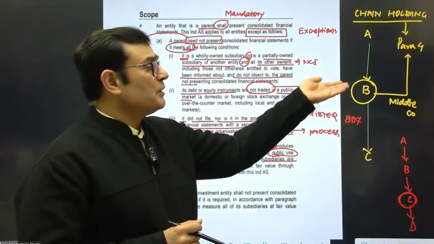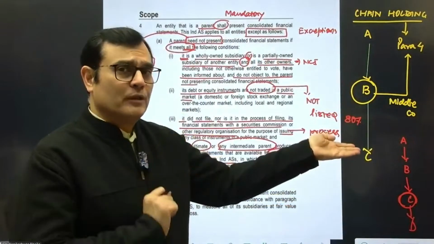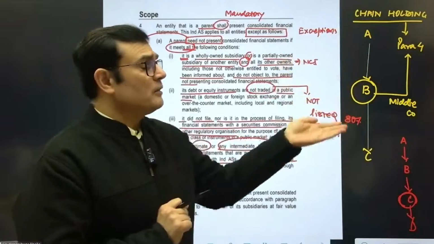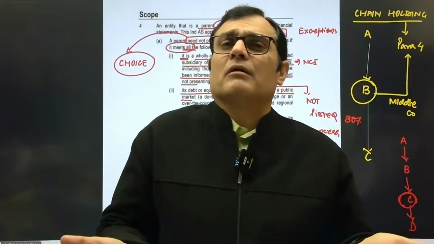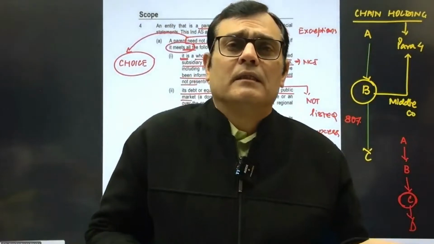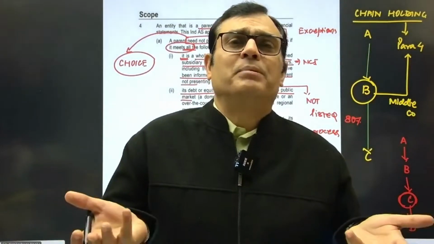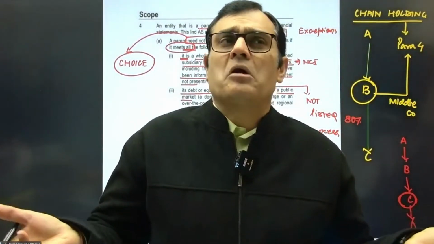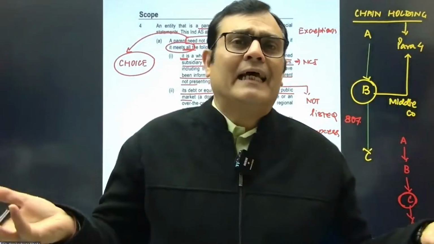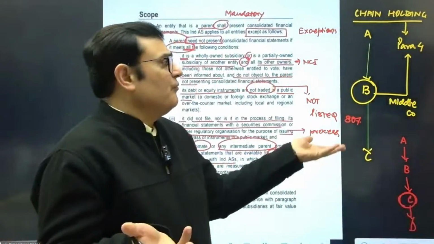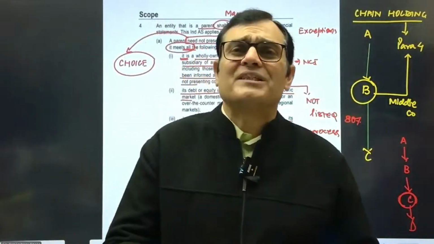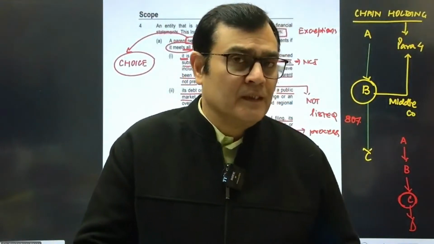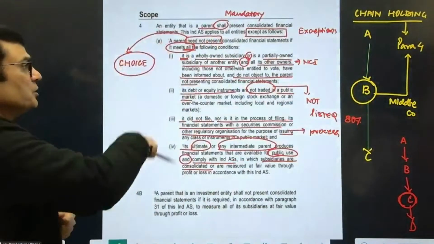If I tell B to consolidate C, one set of consolidated statements. I tell A to consolidate B and C, another set of consolidated statements. If A is already consolidating B and C, and I feel that B is not listed nor in the process of listing, and everybody is agreeable to the fact that he doesn't present a consolidated statement, why tell him? It's his choice in that particular case. So these are the 4 conditions which are there.